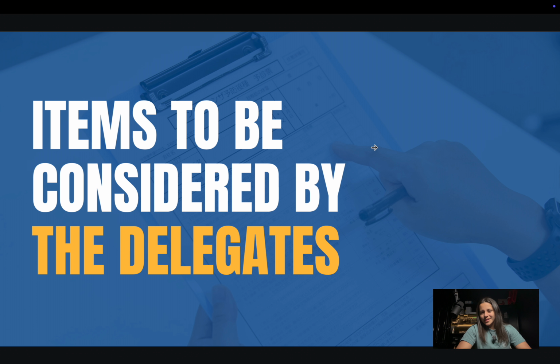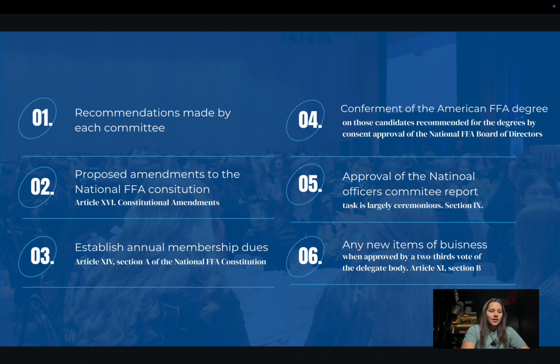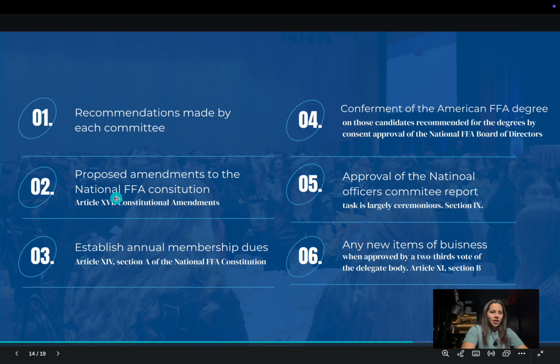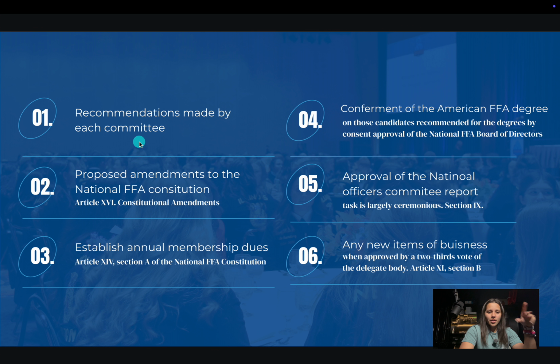Now, delegates don't only do committee work, while that is the bulk of what we do, because we spend a lot of time there creating proposals based off of those topics. There's other obligations that the delegates have according to the Constitution of the National FFA organization. And here are the 6. So, like we said, recommendations made by each committee. So we're working in those committees and we're creating those proposals. But we also vote on any proposed amendments to the National FFA Constitution.